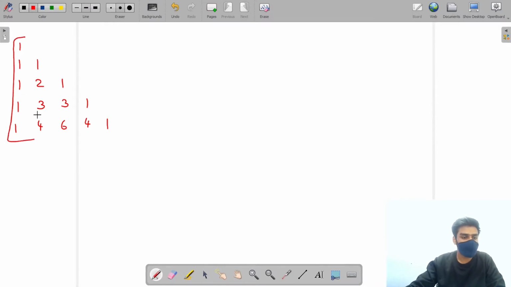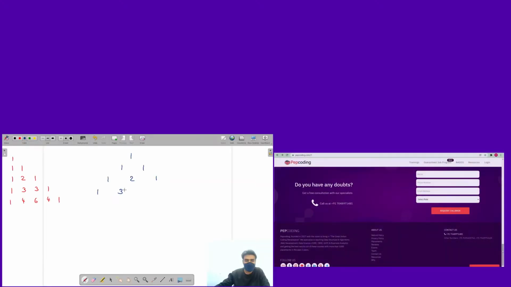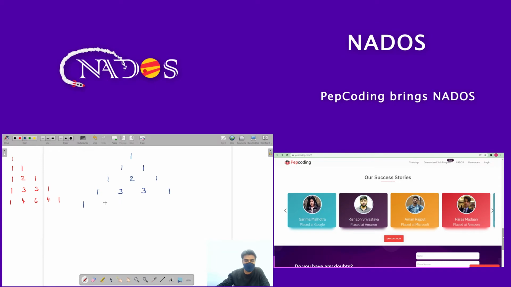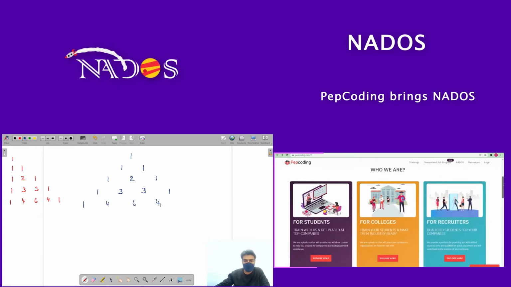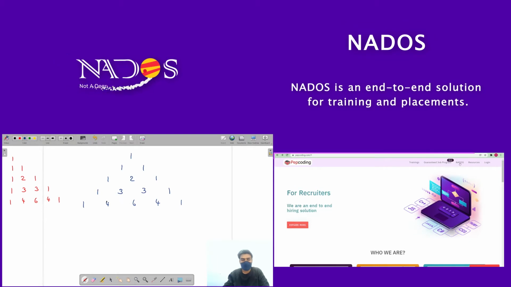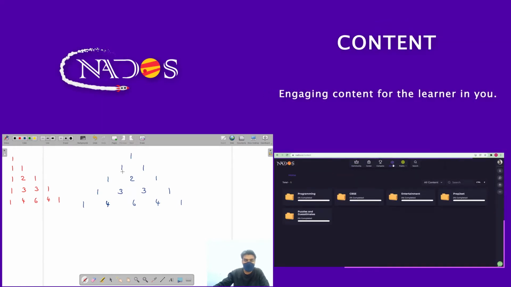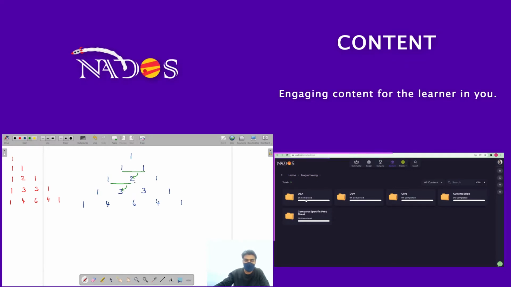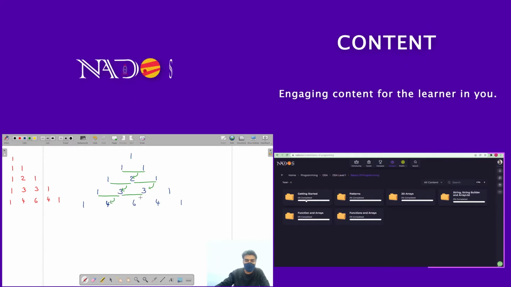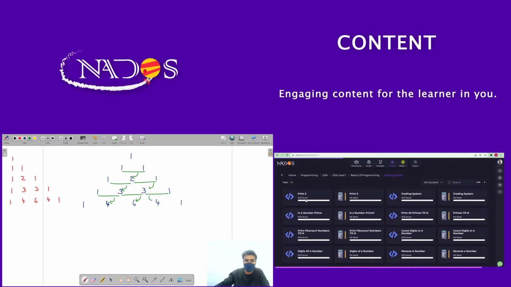This is a Pascal triangle in which, as written in the question, let me write it clearly first. 3, 3, 1, 1, 4, 6, 4, 1. As written in the question, the sum of these two numbers is this number, and likewise for each number in the next row.